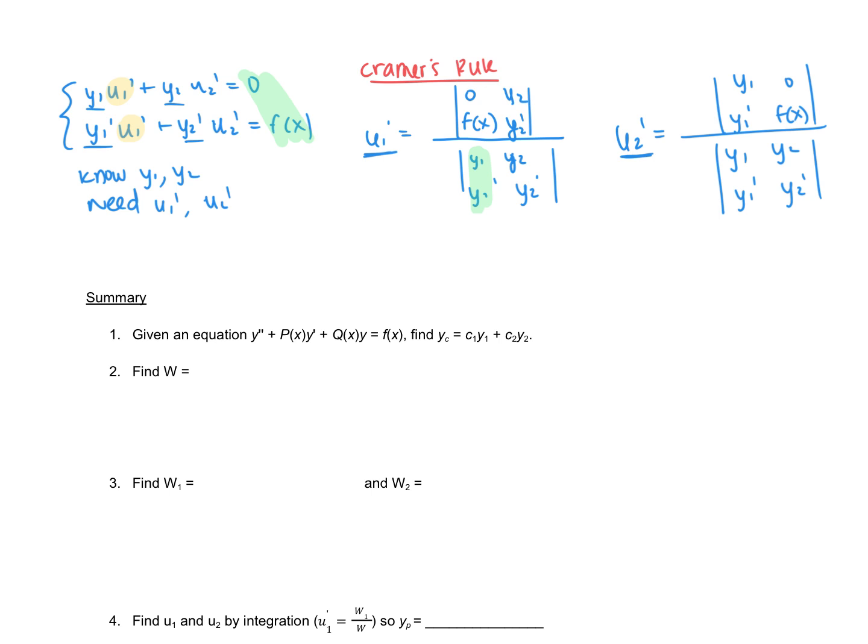A little bit of notation. We normally call this bottom matrix W, and we're going to call this first one W1 because it relates to u1, and this one W2 because it relates to u2. Okay, so that is the general process. Now we are going to do some examples to see what this looks like.